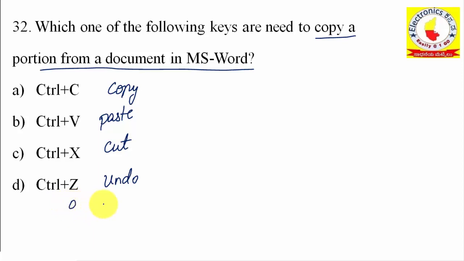Similarly, you will be having O for open. Control plus S is for save, right. Control plus B while typing, it is for bold. Control plus I italic. Control plus U underline. Control plus P, it's for taking a print, right. So all these things are very very important.